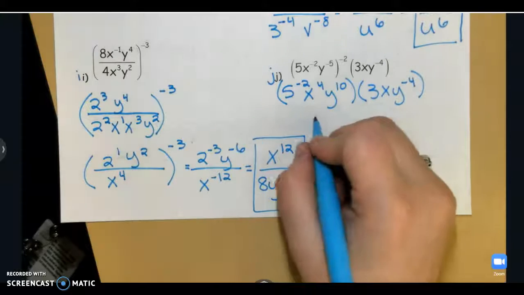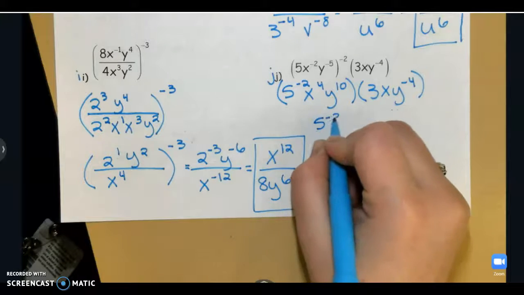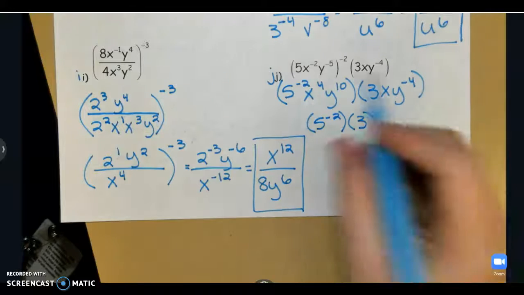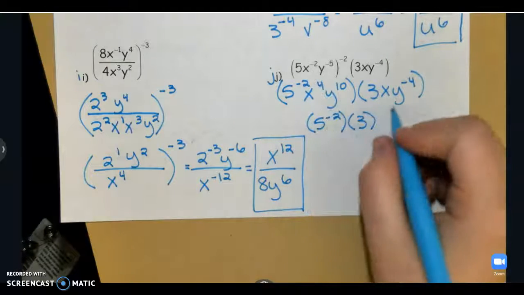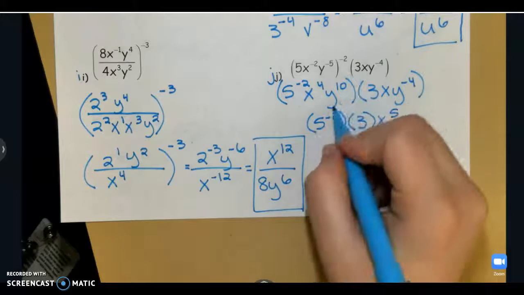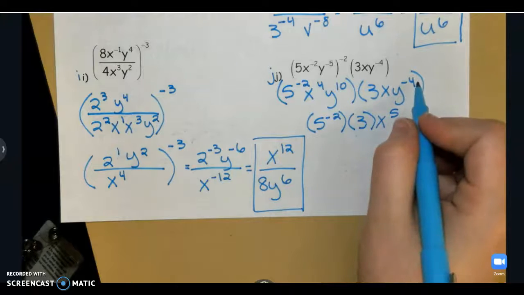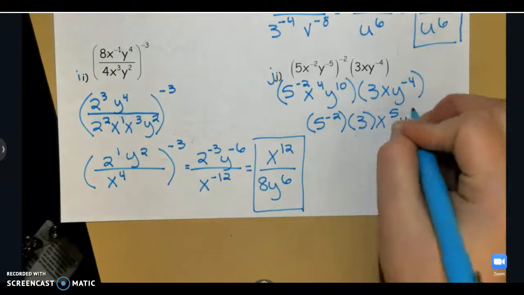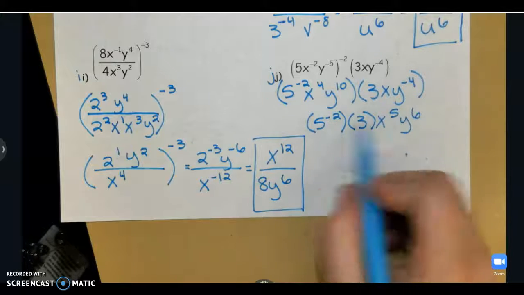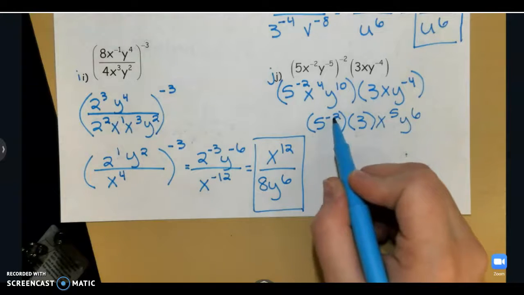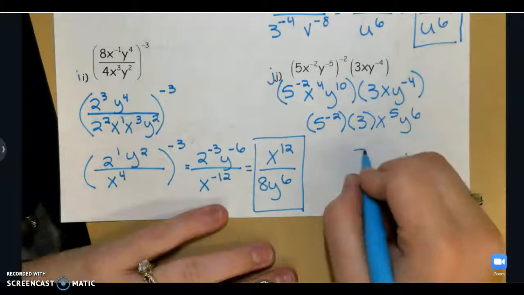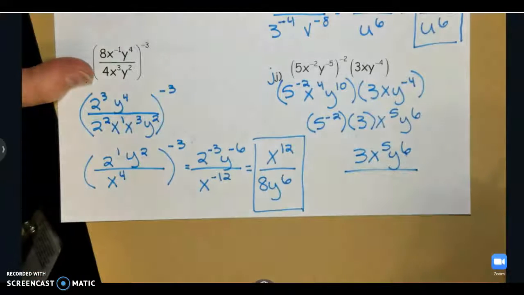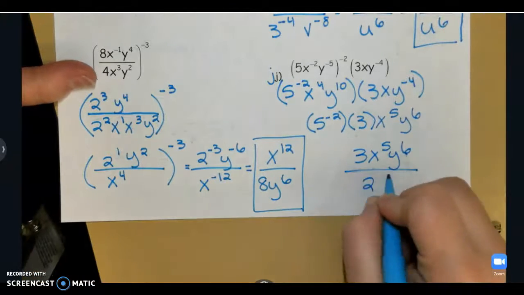So that 5 to the negative 2 doesn't have anything to combine with, so it's going to stay as is. That 3 doesn't have anything to combine with, so it stays as is. Then I've got x to the 4th and x. That's going to give me x to the 5th. And y to the 10th times y to the negative 4. Again, add those exponents. 10 minus 4 is 6. So the only negative exponent I have left is this negative 2 on the 5. So the 3x to the 5th and y to the 6th are going to stay in the top. And we move 5 to the 2 in the bottom, which is 25.